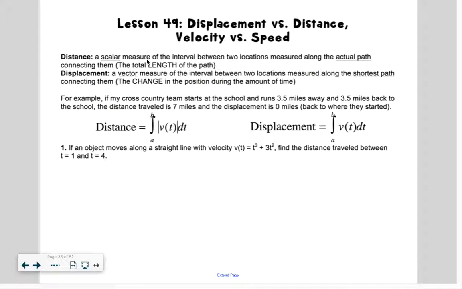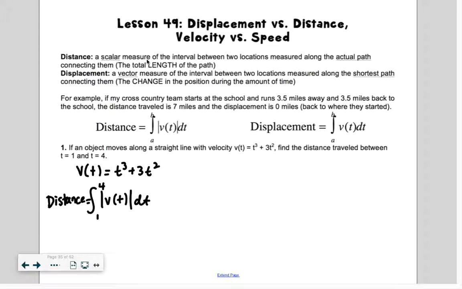All right, so number 1. If an object moves along a straight line with velocity v of t equal to t cubed plus 3t squared, find the distance traveled between t equals 1 and t equals 4. In order to find the distance, which is kind of like a position, you're integrating the velocity function. But since it's distance, any negative velocity we have, we want to make positive. So we find the integral of the velocity function in absolute values, from 1 to 4.